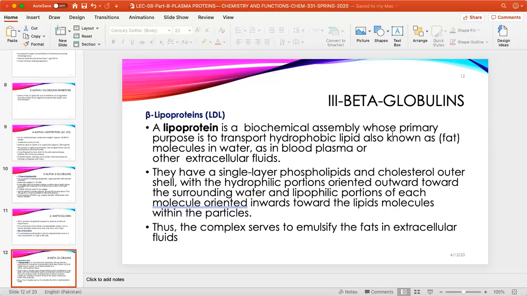So hydrophobic lipids, also known as fat molecules, in water, as in blood plasma or other extracellular fluids. Their single layer is phospholipids and cholesterol. In this single layer, cholesterol is the outer shell, and the hydrophilic portion is oriented towards the surrounding water, and the lipophilic protein portion is oriented inwards towards the lipid molecules within the particles. So thus the complex serves to emulsify the fats in extracellular fluids.